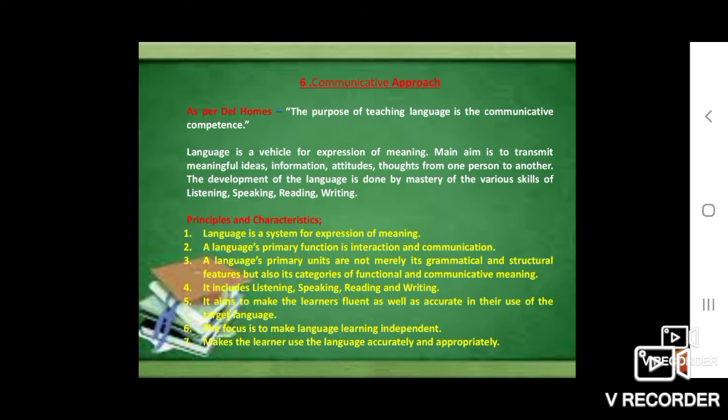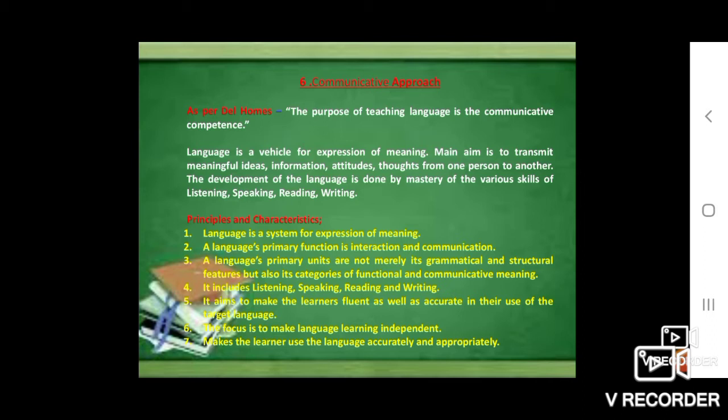Another characteristic of language is that its primary function is interaction and communication. It means that for interaction between two persons, or many people, between students, between students and teachers, and teachers with teachers, there will be effective communication on the basis of interaction. So language is an integral part of interaction and communication.